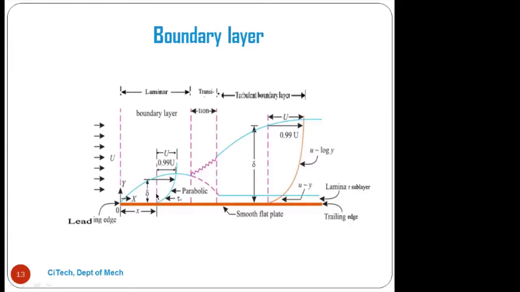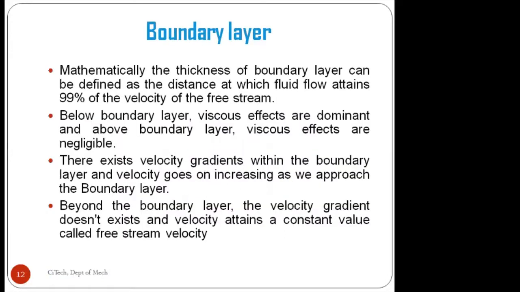Within the boundary layer, there exists a velocity gradient. Within the boundary layer, the velocity goes on increasing as we approach the boundary layer thickness. Below the boundary layer, only the velocity gradient exists. Keep that in mind.